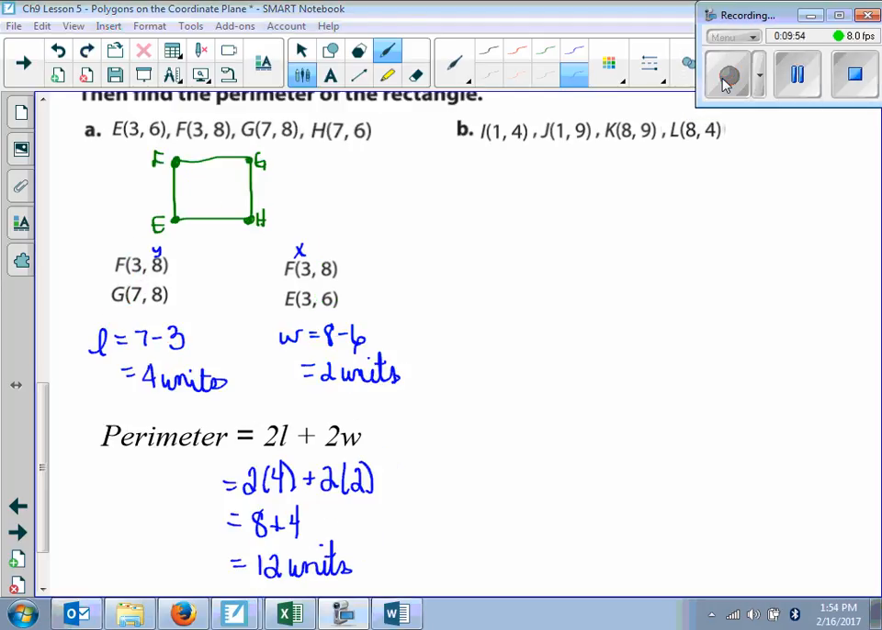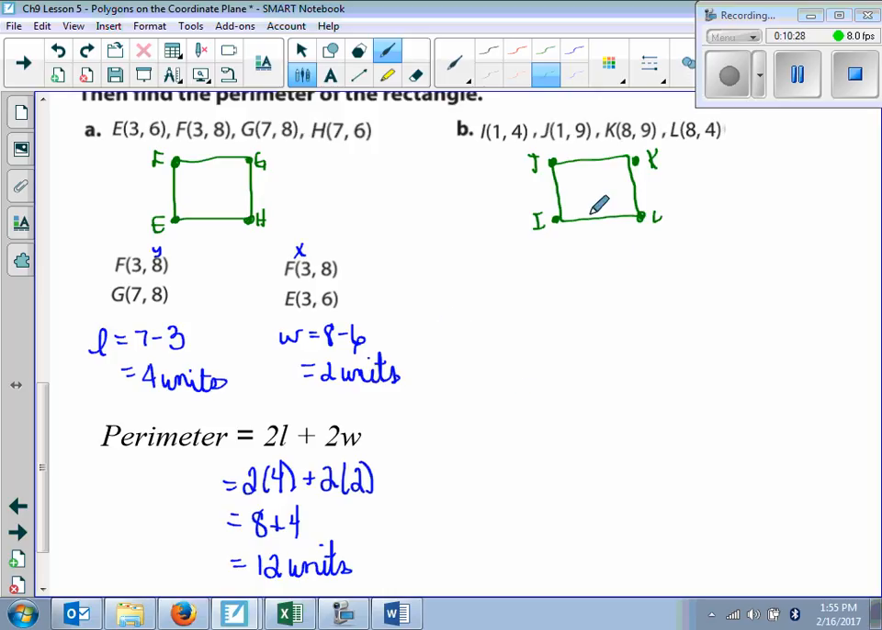All right, for example B, once again, I would like to visualize the coordinate grid and look at what kind of shape we have here. And then we have 8, 9 would be up here with the J. So that's K. And then we have 8, 4 right there. So this would be the L, and we would again have a rectangle. Is everybody clear?